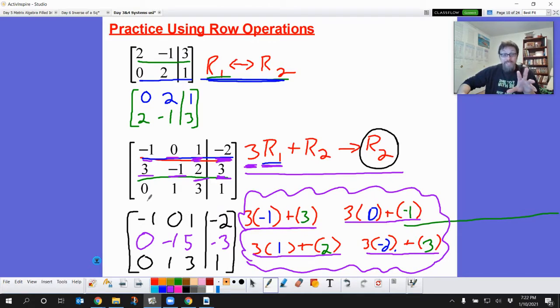Also, watch out for copy errors. It's really easy to have like this -1, and then you come down here and you write it as a +1. It's really, really easy to do.